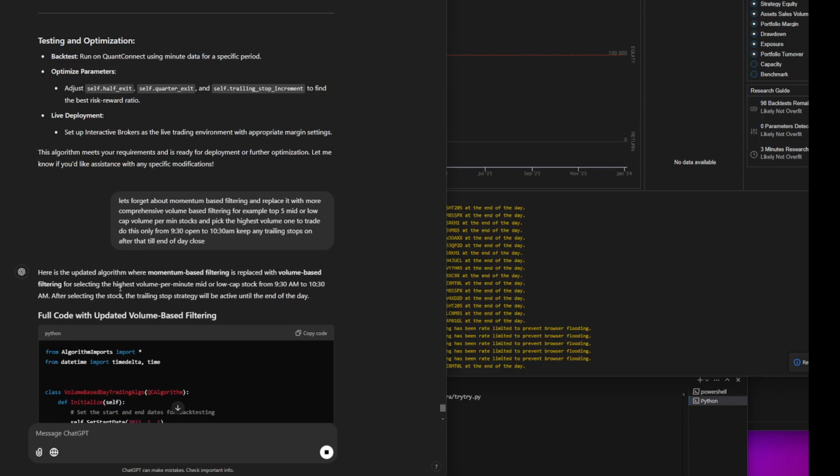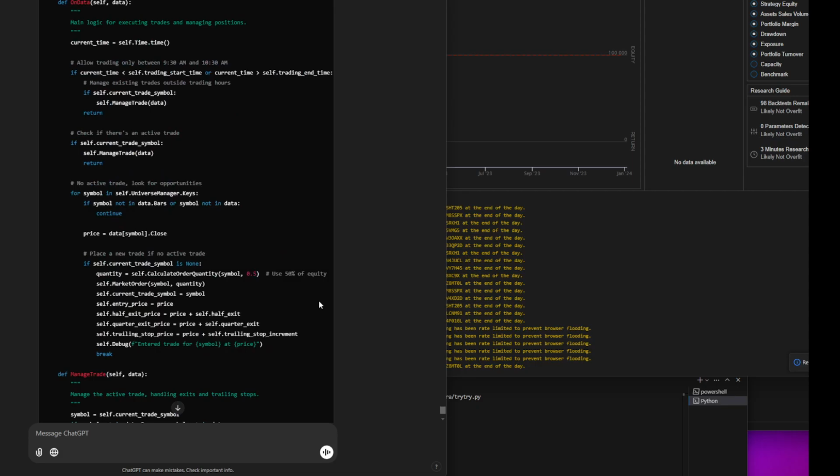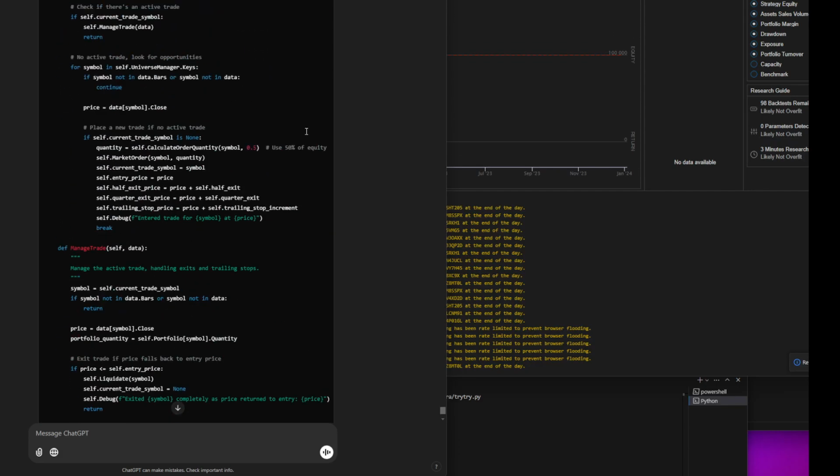volume-based filtering. Select the highest volume per minute for mid or low cap stocks and only have it do this from 9:30 to 10:30 a.m. So from the open to 10:30. After selecting the stock, you can leave any trailing stop basically on until the end of the day then. So let's see if this creates any trades.